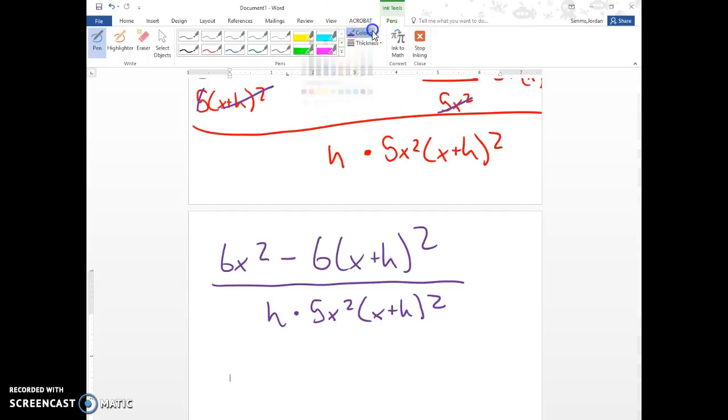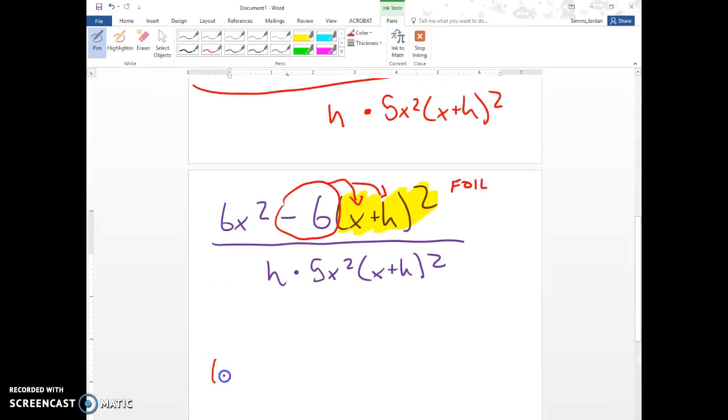Okay, so let's try to simplify this now, because I don't really know what x is, so we're just going to simplify anyway. I'm going to take this minus 6. Remember, we're always watching for negatives. And I'm going to distribute that after I FOIL it. We've got to do the FOIL thing because I have a binomial squared right here. So let's go ahead and do that. 6x squared minus 6 times, and I'll just write it up here, x plus h times x plus h. So let's FOIL that out.